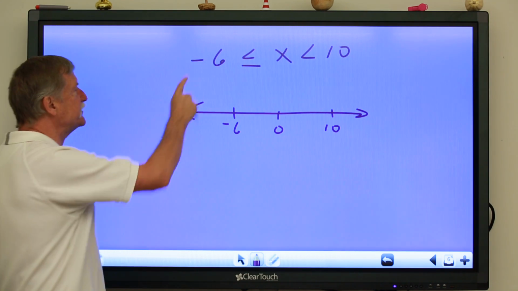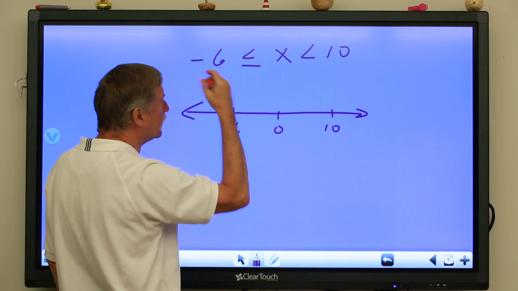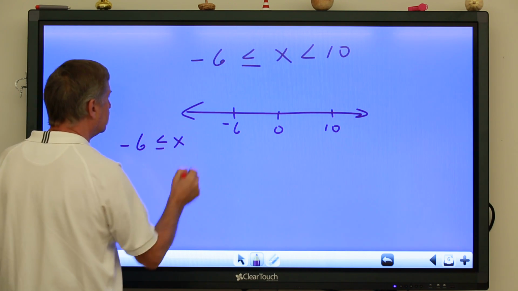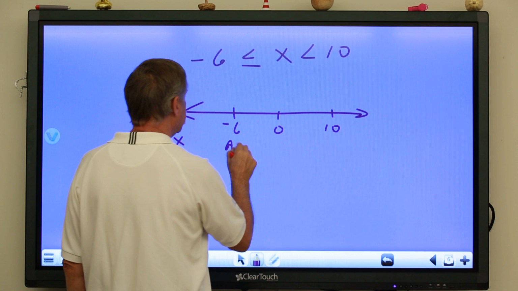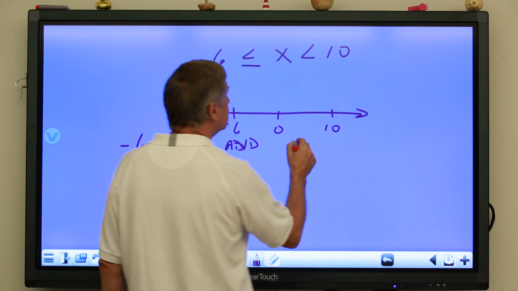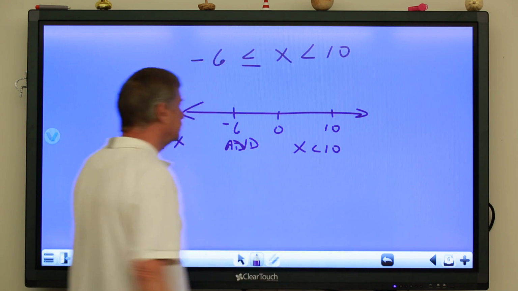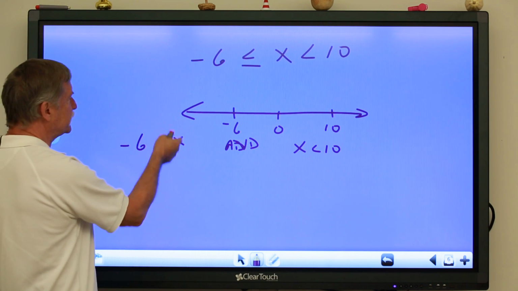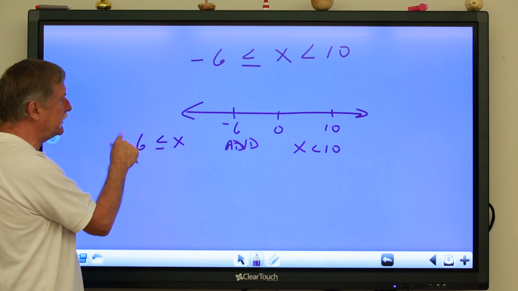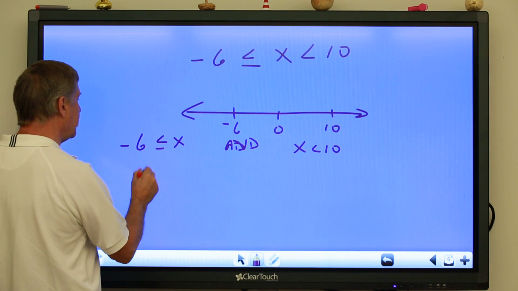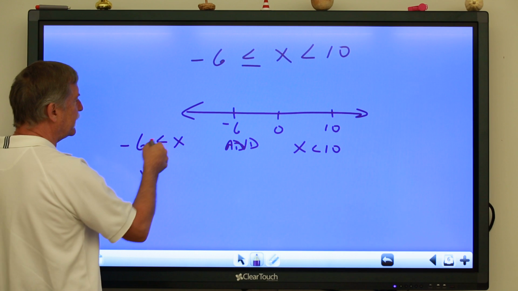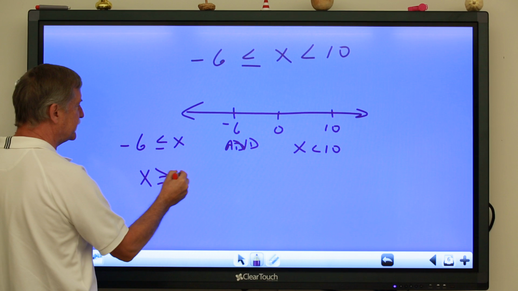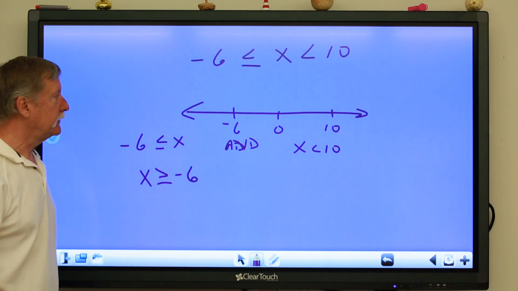Now, one way you can do that is to break this into two inequalities. You can say -6 is less than or equal to x, and x is less than 10. We break that into two. This one's a little awkward for us because we're usually used to the variable being on the left-hand side. So I can flip that around and say x, and all I have to do is remember that it's pointing to the -6, so I keep it pointing to the -6 and write it like that.